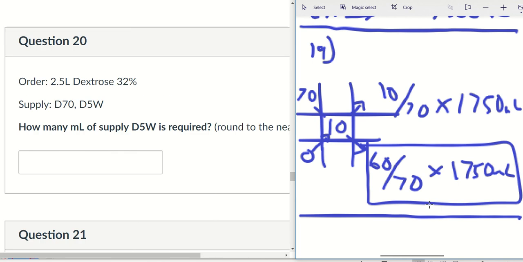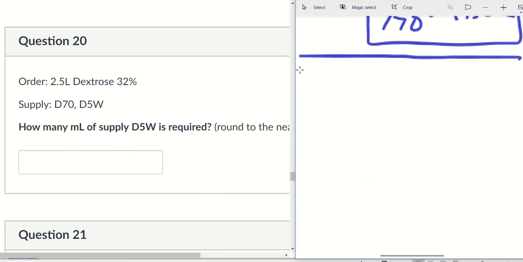Alright, here's the last one of the math. And then I'll give you guys the rest of the class period to answer the chapter questions.